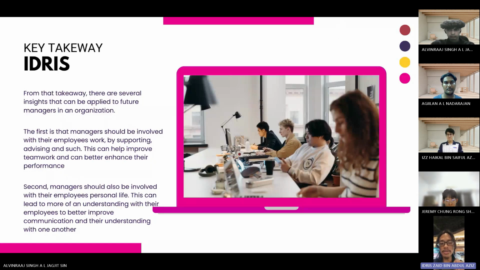And the second is that managers should also be involved with their employees' personal life. Ask them if they are well, if they are healthy, or maybe know about their interests. From this, they can have an understanding of their employees, and this could help improve communications between each other and also help understand one another. So all of this can be used just to improve performance and achieve great results for the company. So that's all from me.